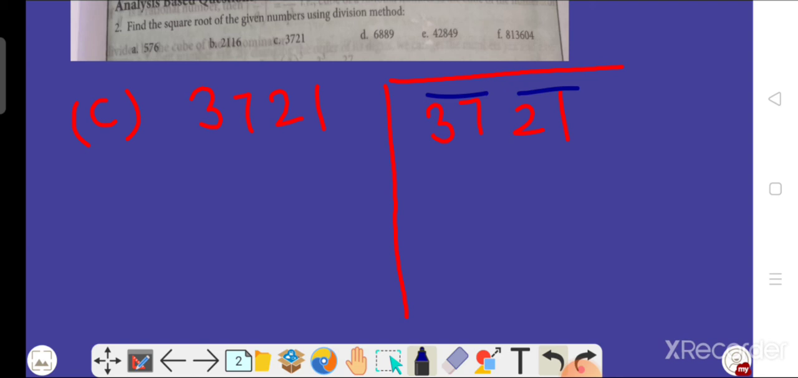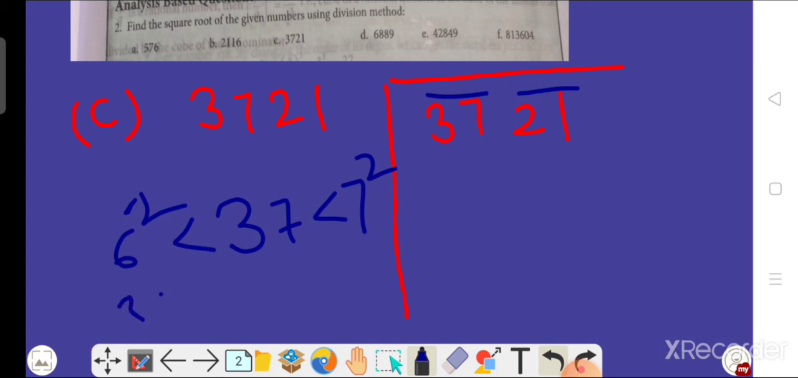Okay. Now we have to take our leftmost pair. So the leftmost pair is 37 and then we have to find two numbers whose squares 37 lies between, like this, 6 square and 7 square. 36 is less than 37, and 37 is less than 49. Okay. Now beta, we have to take the smaller digit as divisor.